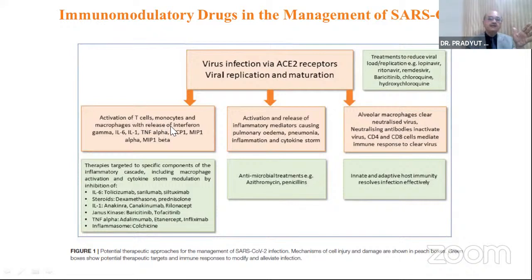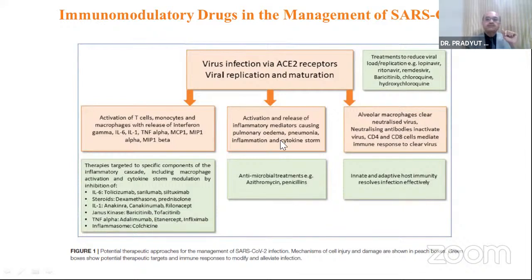Then we know that there is activation of T cells, monocytes, and macrophages, and the release of various inflammatory mediators. So there are various targets, like tocilizumab for IL-6, and steroids; dexamethasone, we know, has been used for its anti-inflammatory action. Then anti-IL-1 drugs like anakinra, Janus kinase inhibitors like baricitinib, and for TNF-alpha, adalimumab is now going to come soon. And colchicine, which was very commonly used in both waves of COVID attacks, works by reducing the inflammasome component of the inflammation. So that's the role of colchicine.